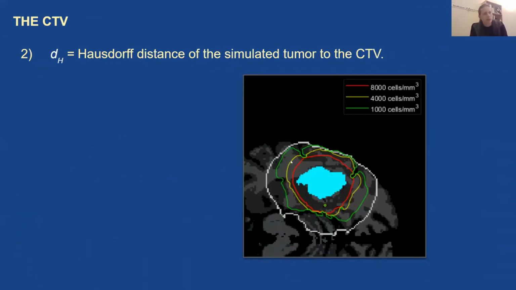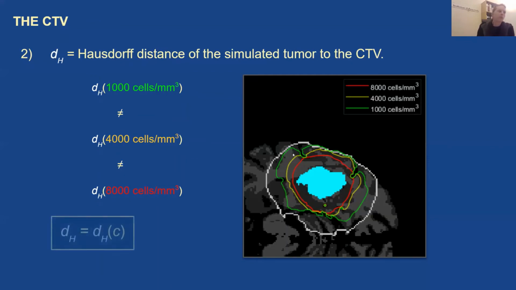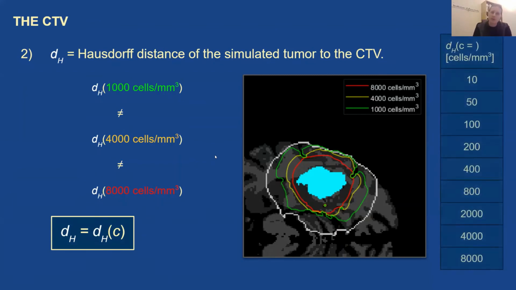For example, here we have a segmented GTV in blue, and our simulated isolines will be 8,000 cells, and we have a different volume for 4,000 cells, a different volume for 1,000 cells, etc. So the Hausdorff distance between the CTV and our simulated volume is not going to be the same if we use 1,000 cells as a threshold, or 4,000 or 8,000. So this becomes a function of the cell concentration threshold. Not wanting to leave anything to chance, we checked a range of values for this.